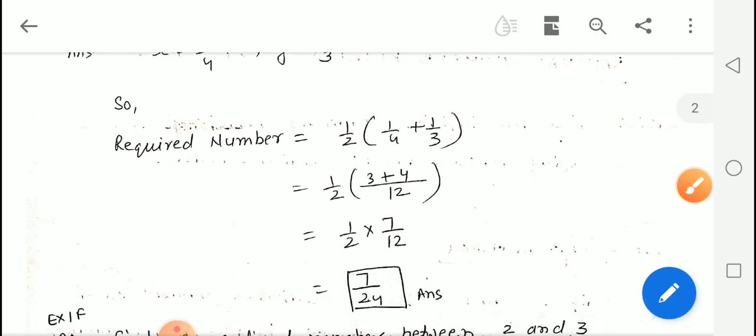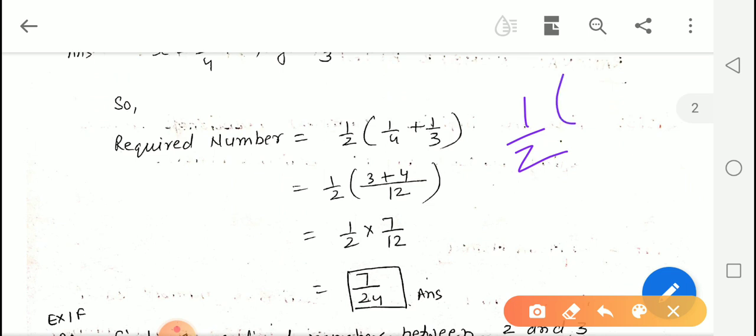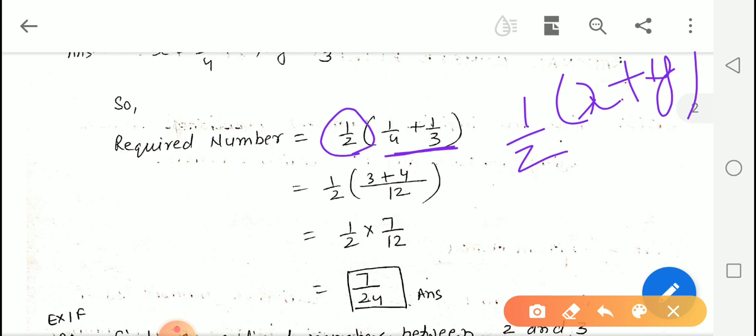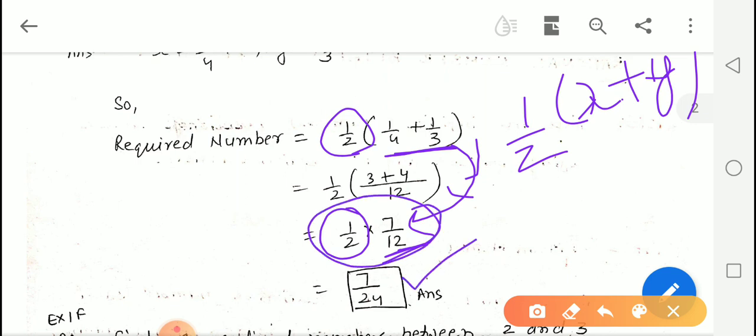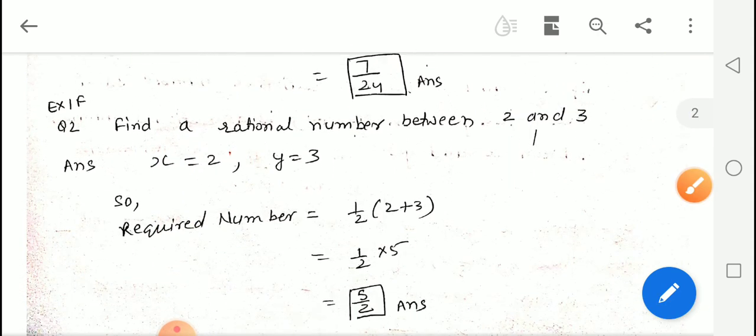So the required number would be 1 by 2 of (x plus y). Here we have added x plus y and we will multiply it by 1 by 2. After solving this we get 7 by 12 as the answer of this bracket, and we will multiply it by 1 by 2, or divide this by 2. Both are the same statement, and we solve this and get 7 by 24. This is the required number. Now let us do the next question.